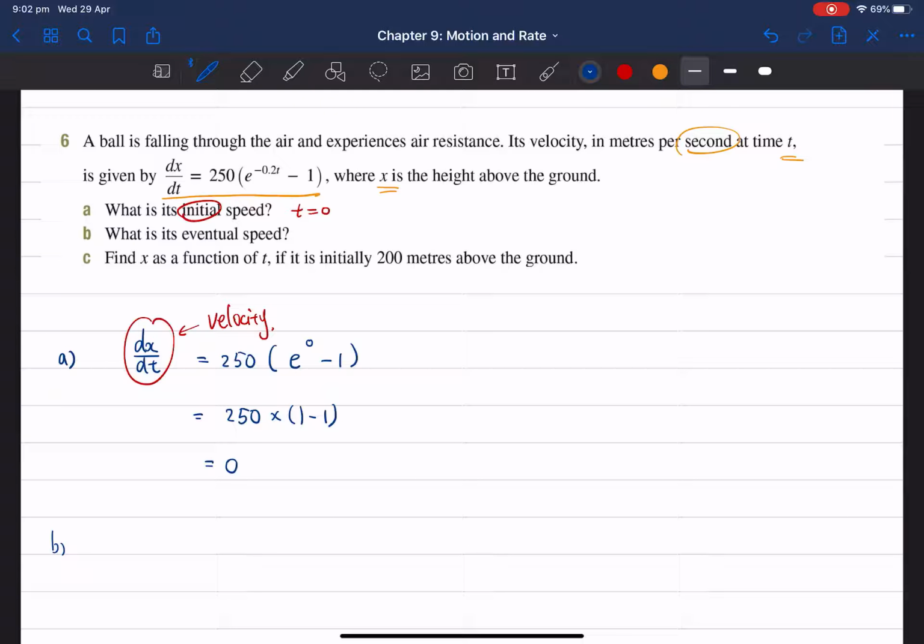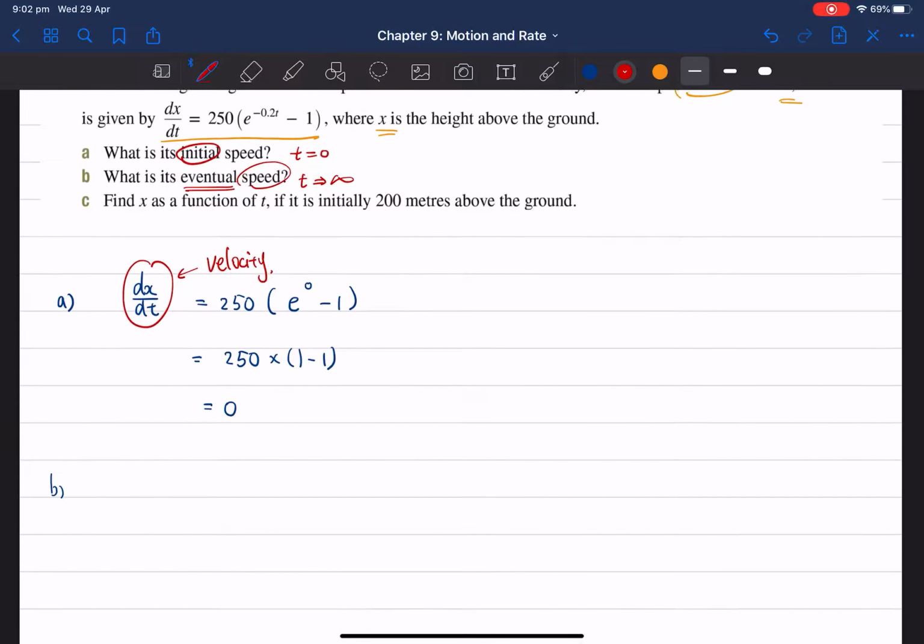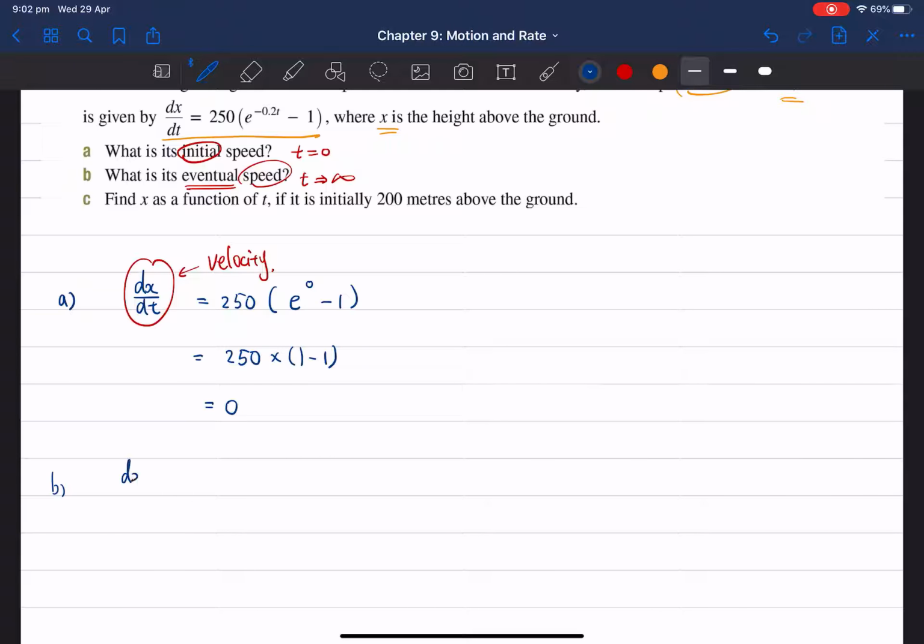All right, question B. What is the eventual speed? Okay, so the word eventual means when t approaches infinity, so t becomes infinitely large. And the question asks you to work out the speed. So how do we do that? Still do the same thing. dx over dt is equal to 250, but this time we're going to substitute positive infinity in as t. Minus 1 is equal to 250 times e to the power of negative infinity, minus 1.